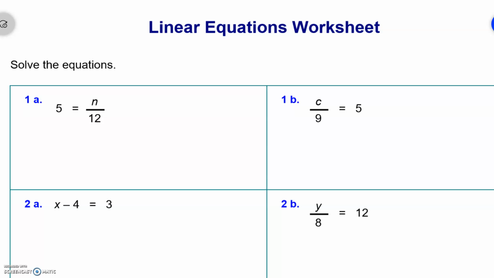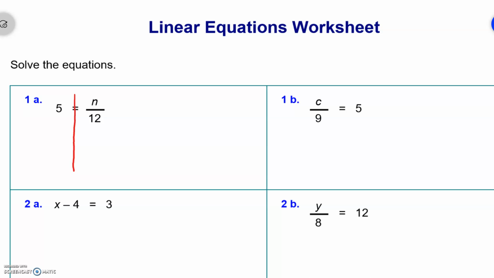So, if we look at 1a, we always kind of want to think of our equation as two sides. Remember, our equations are made up of expressions with an equal sign between them. So we want to think about them as two separate expressions. Our goal is to get n by itself, but right now n is being divided by 12. So the opposite of divide by 12 would be multiply by 12.